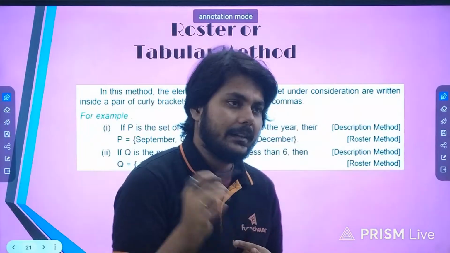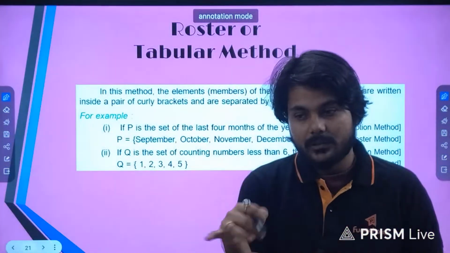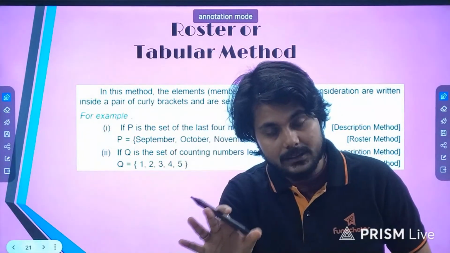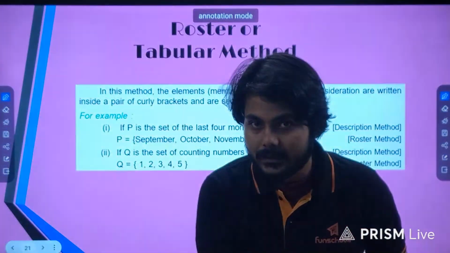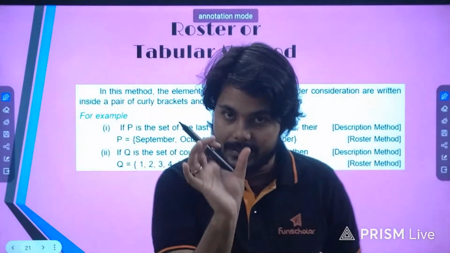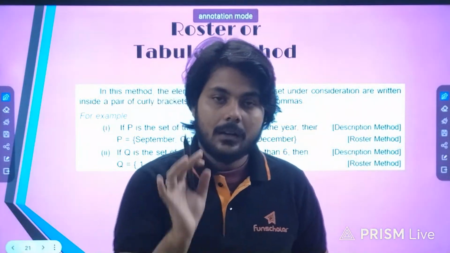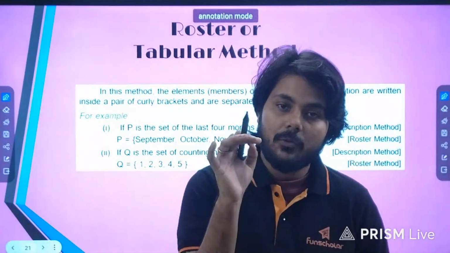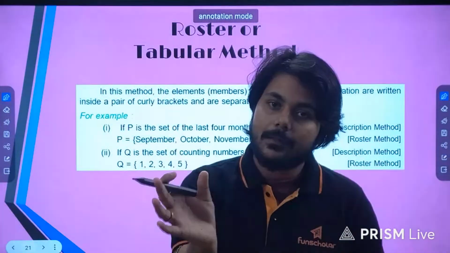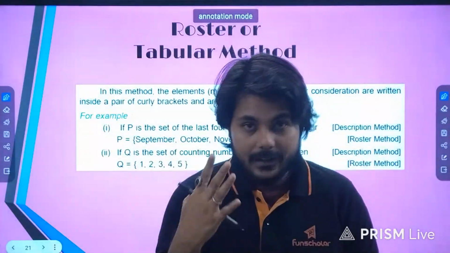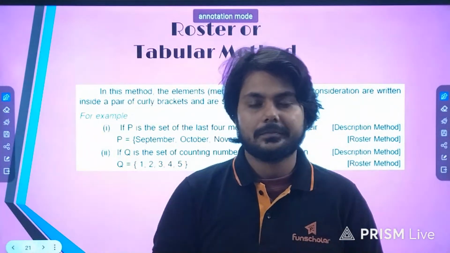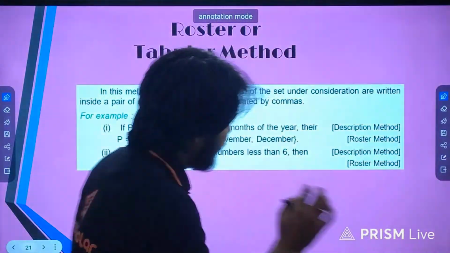Okay, here in the roster or tabular method, we write the elements of a particular set within curly brackets, but we only write the elements by giving a comma between each two elements. I am repeating, in the tabular or roster method, we write the elements of a particular set inside a curly bracket and give a comma between two elements. Let's see on the board.